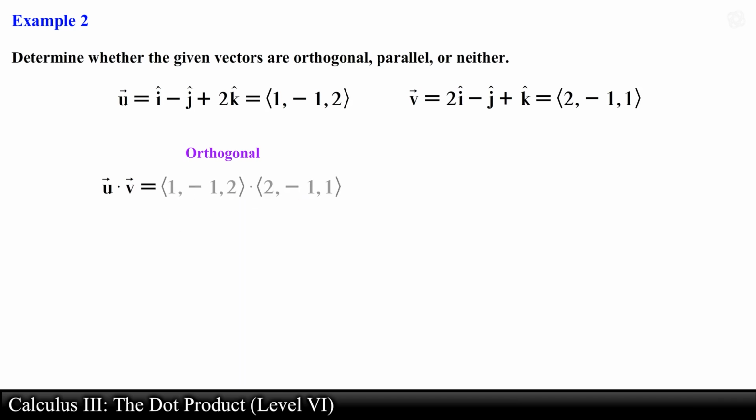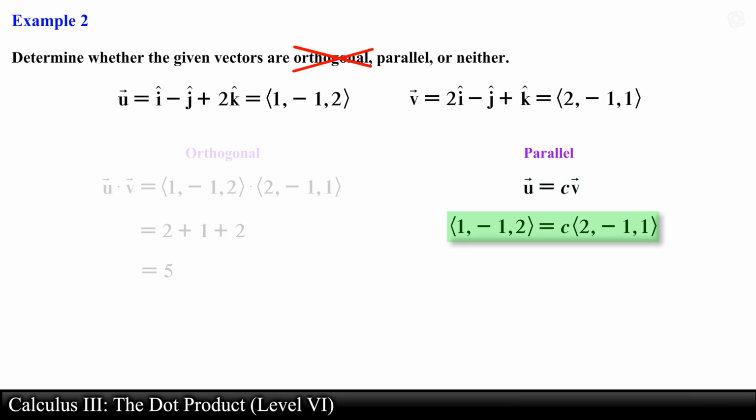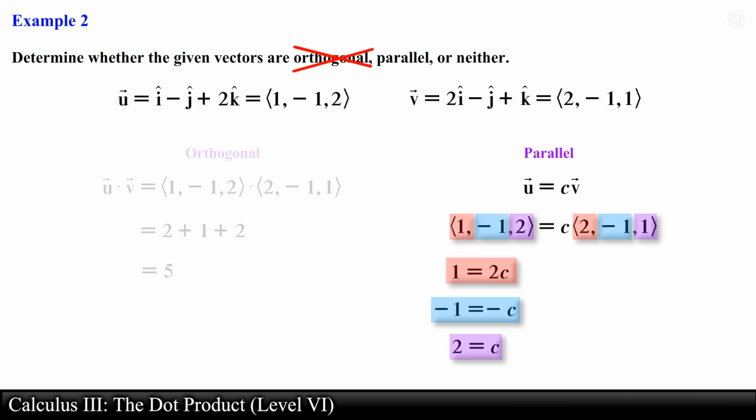In this case, u dot v simplifies to 5, which is not equal to 0, so these two vectors are not orthogonal. Next, let's check and see if the vectors are parallel. Recall that two vectors are parallel if they are a scalar multiple of one another. So we go ahead and set up the following vector equation, and then break the vector equation into 3 separate equations by using each of the vector's components. Then, it is just a matter of solving for the scalar c.